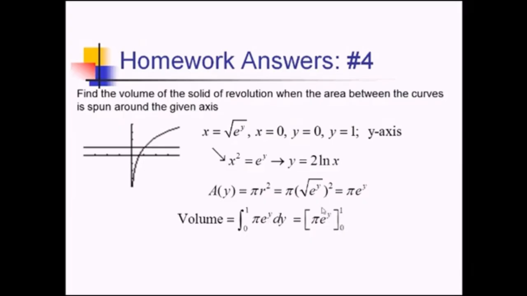So to do this, I'm going to yank out that pi. And inside, I've now got e to the 1 minus e to the 0. You could leave it like this, or if you want to simplify it, this is pi times e minus, this is really pi times 1, so minus pi.